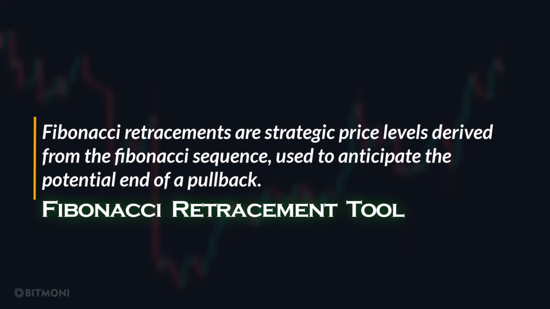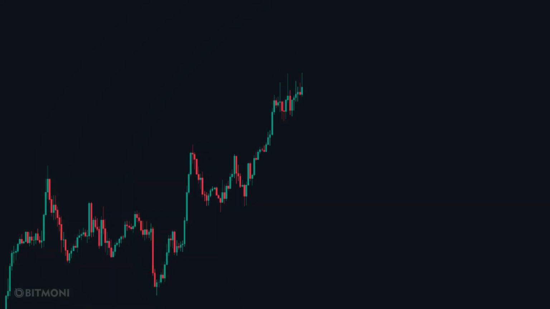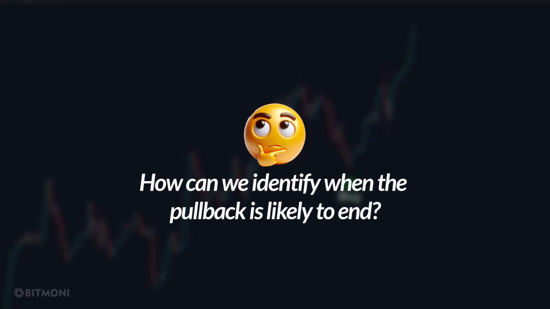Now you might be wondering, why should we use this tool to spot pullbacks? Let me explain with a simple scenario. Let's say the market is currently in a strong trend, and you're looking for an ideal entry point. One of the most effective ways to enter a trending market is by waiting for a pullback. Once the price pulls back, you can look to enter a buy position near the end of the pullback, just before the trend resumes. But the real question is, how can we identify when the pullback is likely to end?